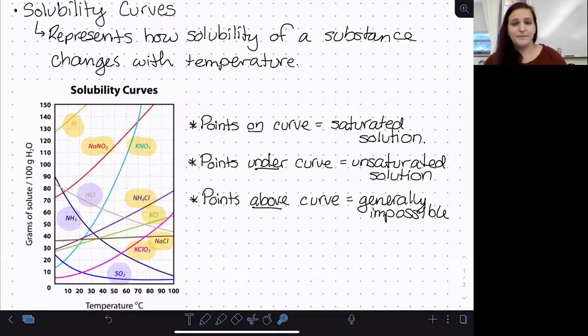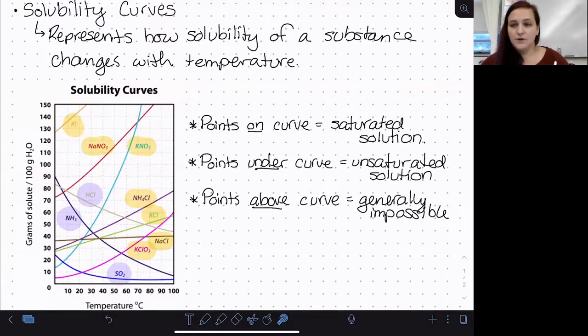It doesn't just happen. So it's important, if you're looking at a solubility curve, to recognize what the areas under, on, and above the curves really mean. Keeping in mind that the curve itself is saturation, underneath is unsaturation, above you're generally not going to be able to dissolve that much.